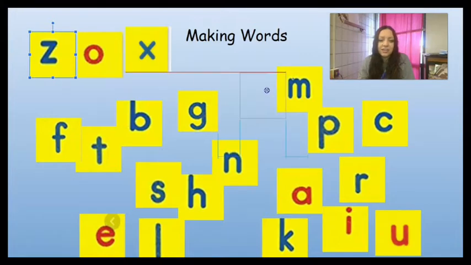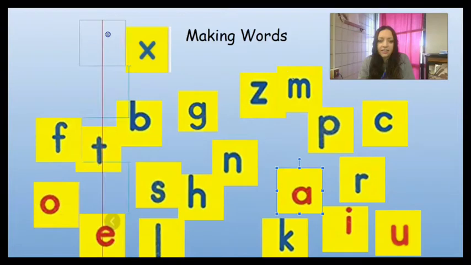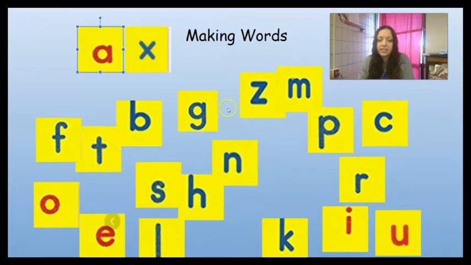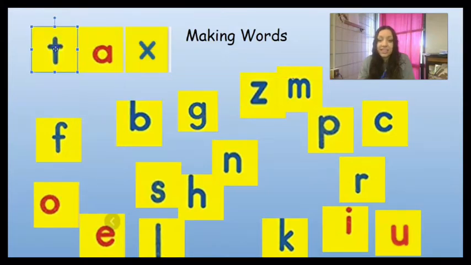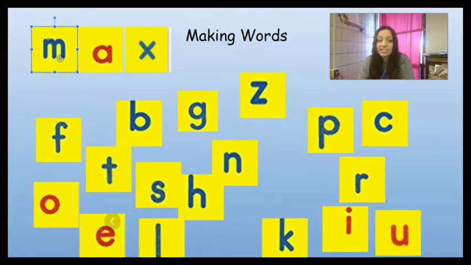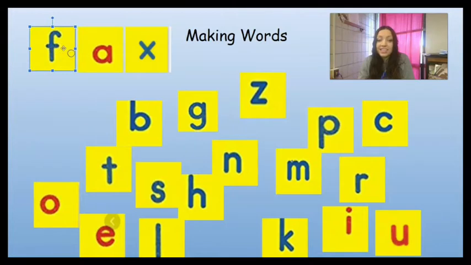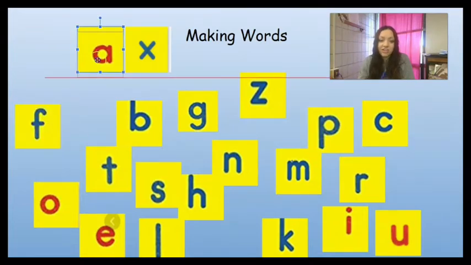Good job. Let's change our vowel to an A and see if we can read some words that have that at the end. Just by itself, what word is this? Axe. Very good. So if I put a T in front of it, it's tax. Very good. If I put an M in front of it, it's max. Good job. If I put an F in front of it, it's fax. Perfect.